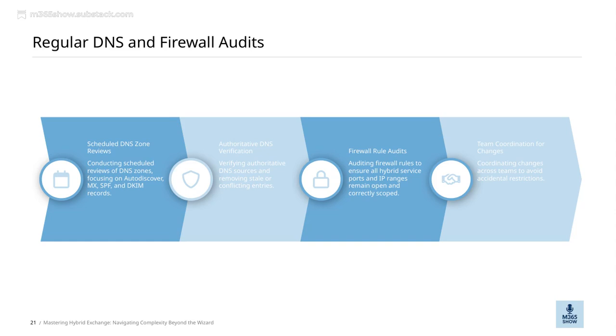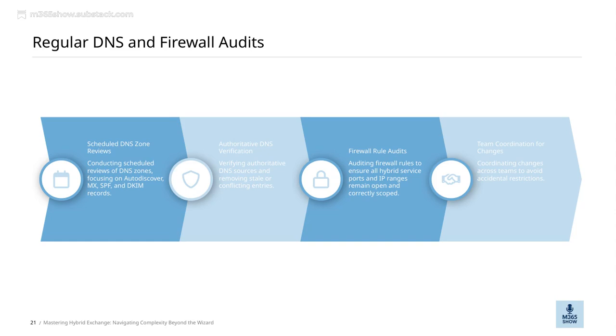Next, we need to audit firewall rules regularly. This means checking that all the necessary ports and IP ranges for our hybrid services are open and properly scoped. If anything is misconfigured, it can cause connectivity issues, so thorough audits help us catch and fix those problems early.